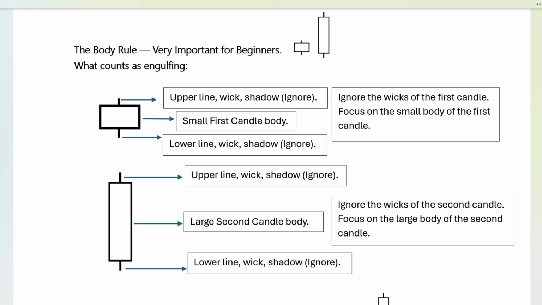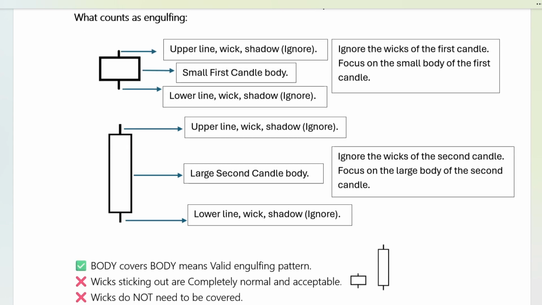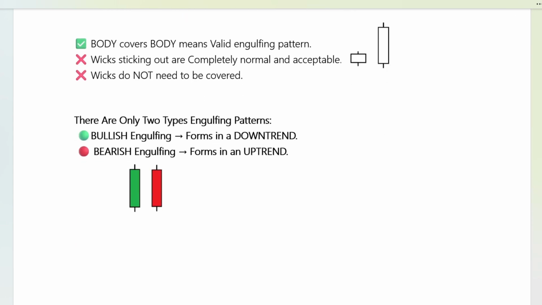Focus on the small body of the first candle. Ignore the wicks of the second candle. Focus on the large body of the second candle. Body covers body means valid engulfing pattern. Wicks sticking out are completely normal and acceptable. Wicks do not need to be covered.